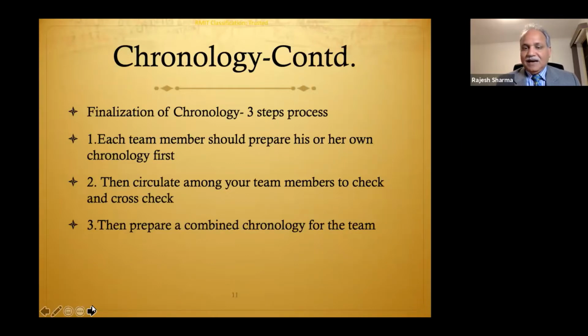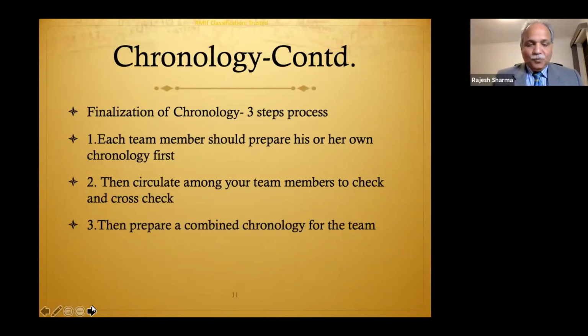For that, I have a 3 steps process to suggest to you. Assuming in your team you have 5 persons, then I suggest that all 5 individually read it and then prepare your own chronology. The table which I suggested, prepare on your own. Then you circulate this table to all of your team members and let everybody see everybody's chronology.